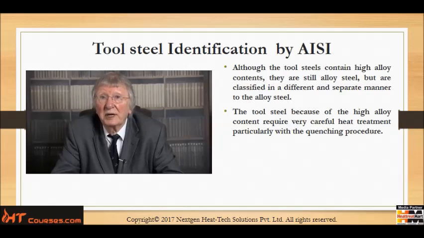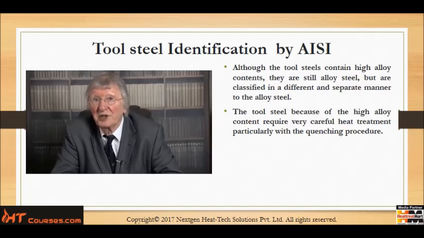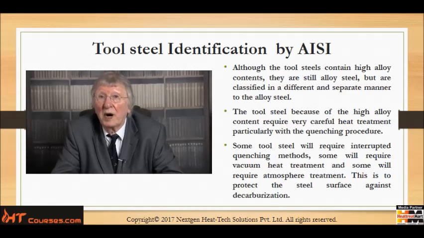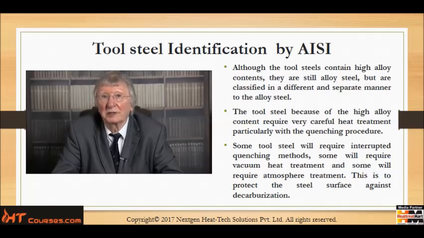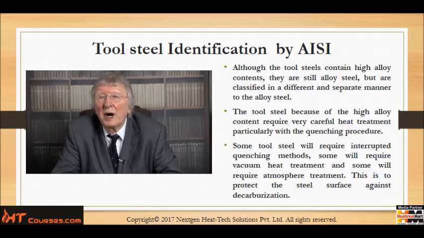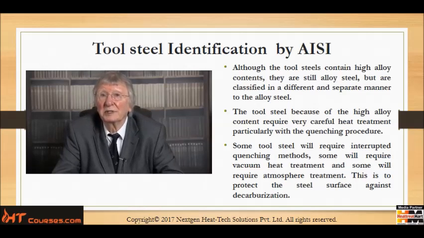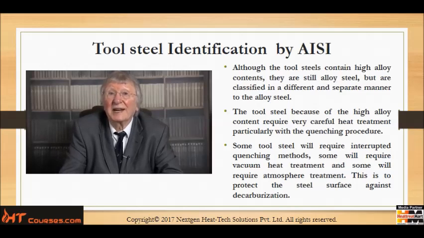The tool steel, because of the high alloy content, requires very careful heat treatment, particularly with the quenching procedure. Some tool steels will require interrupted quenching methods. Some will require vacuum heat treatment because of surface oxidation. Some will require atmosphere treatment, and this is to protect the steel against decarburization.